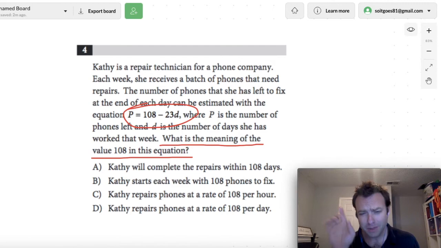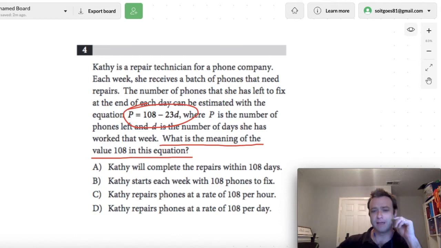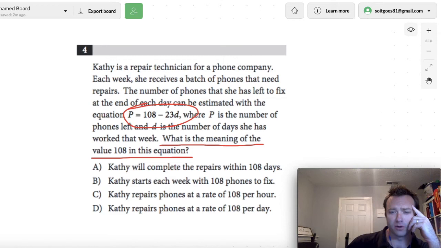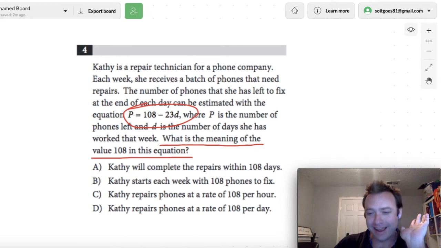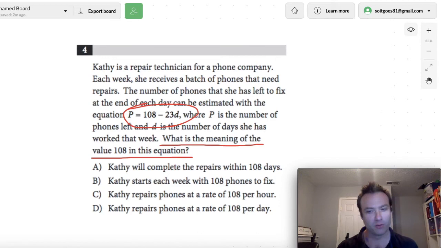But take a look at answer choice C. Kathy repairs phones at a rate of 108 per hour. I want you to think about that for a minute, Caden. Think in real-world terms. Don't worry about algebra or that equation. Do you think Kathy or any human being could repair phones at a rate of 108 per hour? No offense to Kathy, but I doubt that's possible. That's an insane number of phones per hour. That's almost two phones per minute, a phone every 35 seconds or so. That's just crazy. Can we agree on that? When you think about it in concrete terms, it's laughable that that's even an answer choice. Gone.